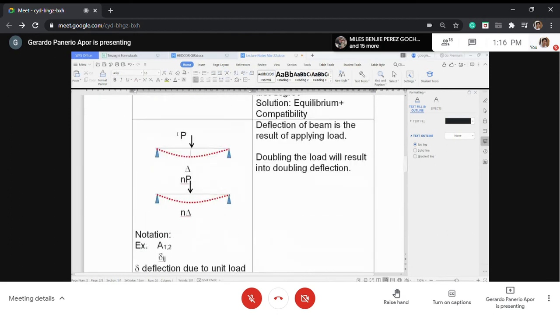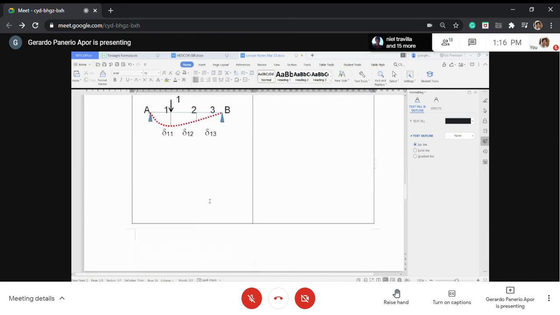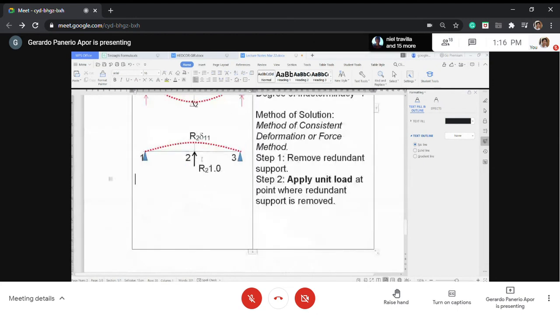Okay, first I use double 2P, it has 2 delta. If 5P, then 5 delta. So P and deflection are related to N, so multiply by N. But N could be any letter. You can use M, you can use Q, you can use any letter. So here, I am not going to use N, but R2.